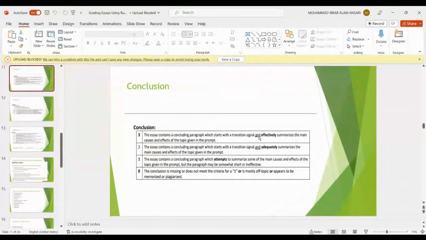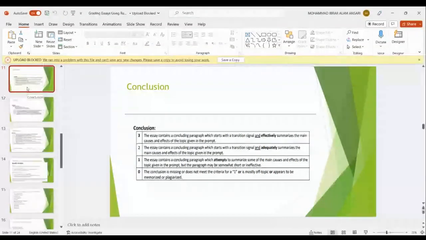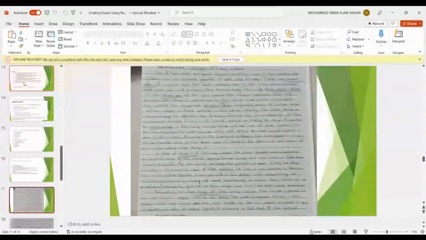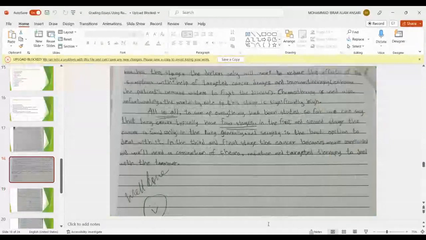Yeah, this is the rating scale for writing a concluding paragraph. If it starts with the transition signal and effectively summarizes the main causes and effects of the topic given in the prompt, or it adequately summarizes. Now, so let's go back.